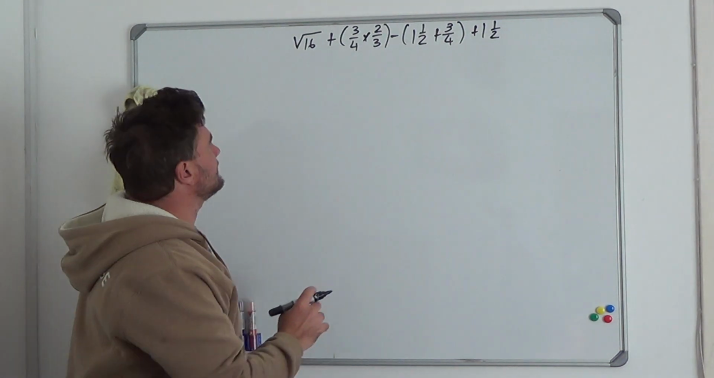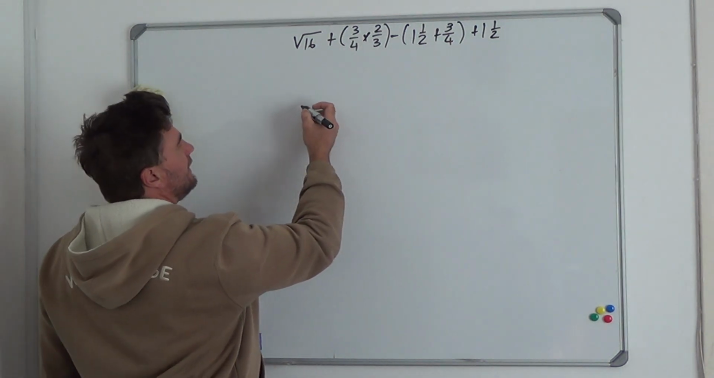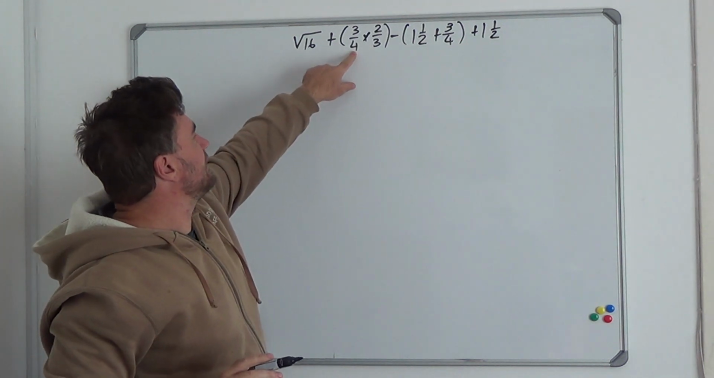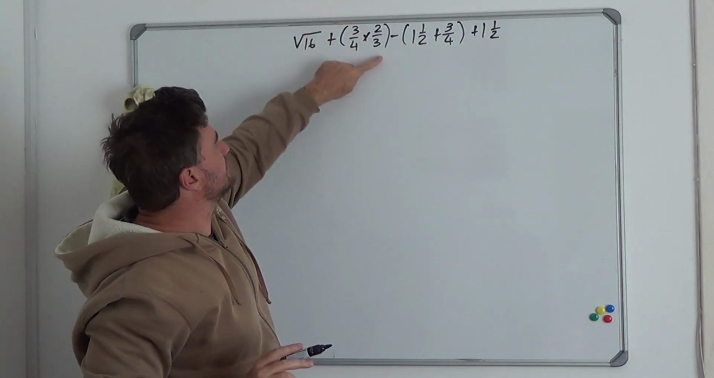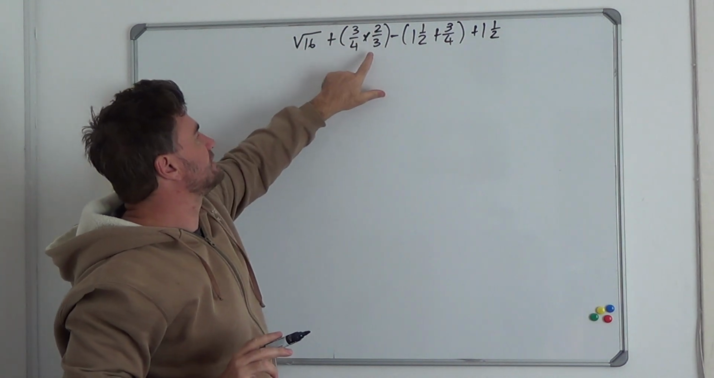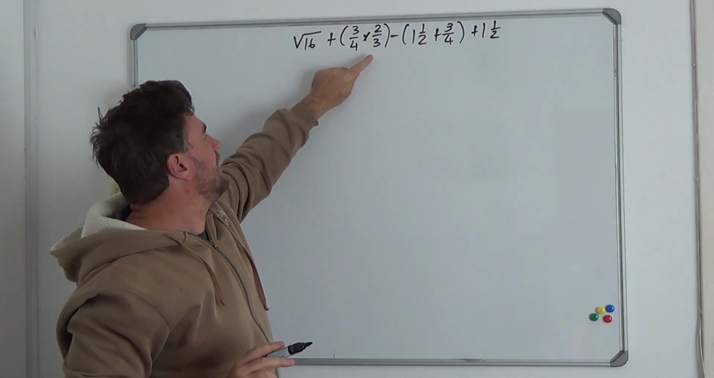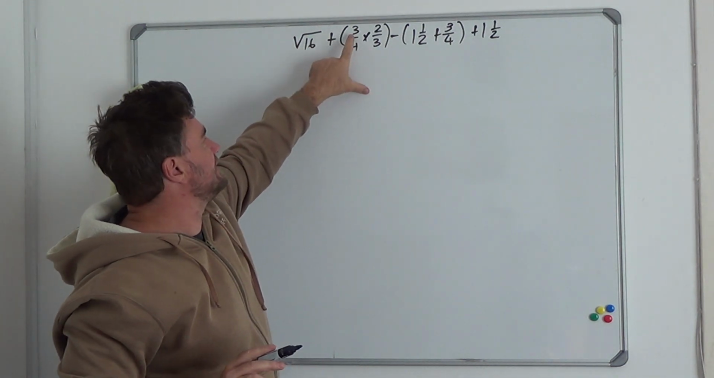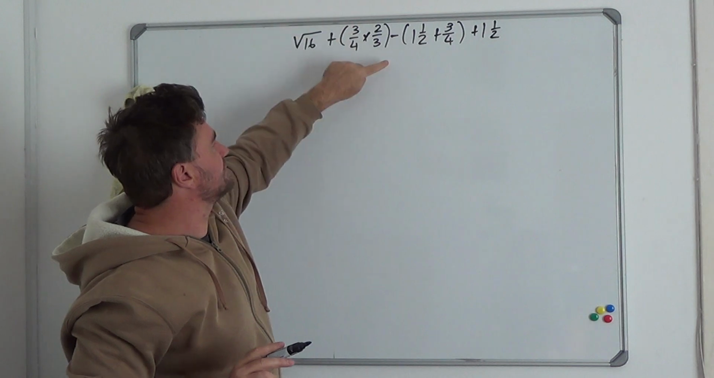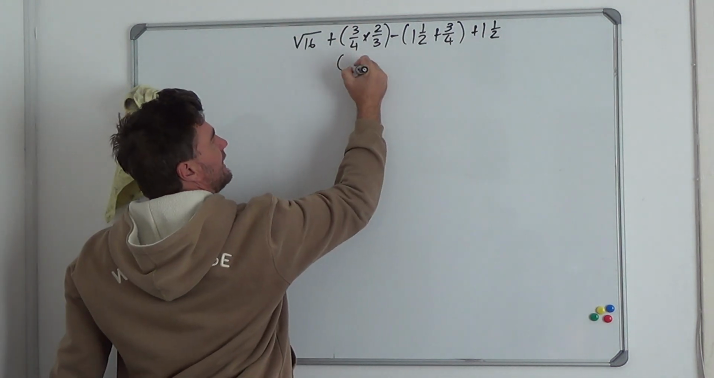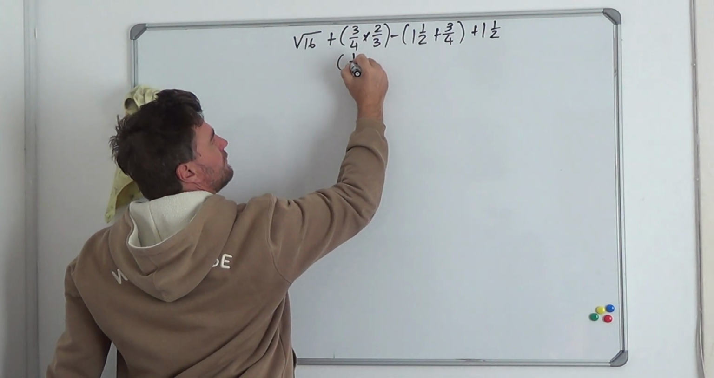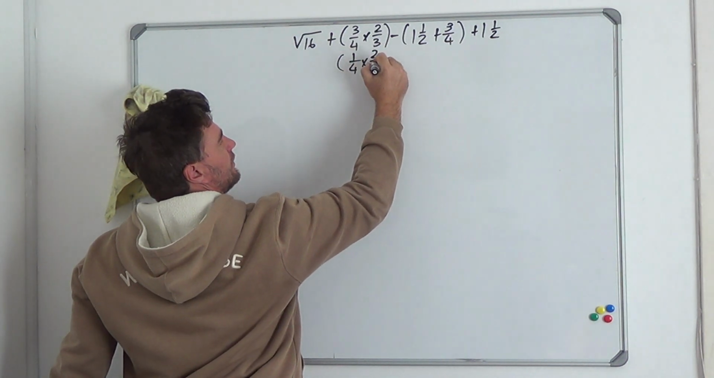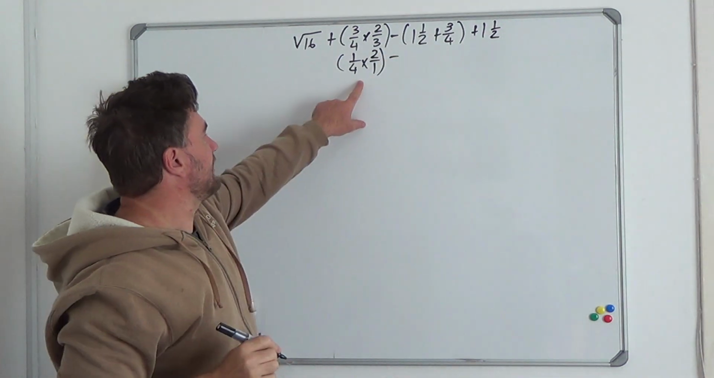Okay, so let's tackle the first one. When we are multiplying fractions, remember the first thing we check is if we can cross cancel. In other words, if we can simplify. Alright, so we can straight away see that there's a 3 and a 3, we can cross cancel those two. So that will become 1 over 4 times 2 over 1.